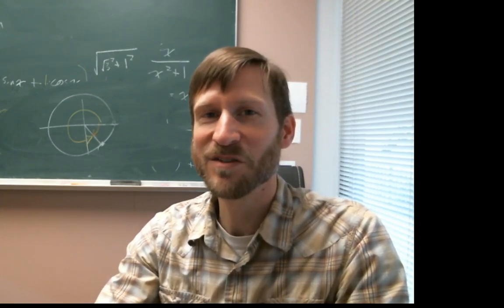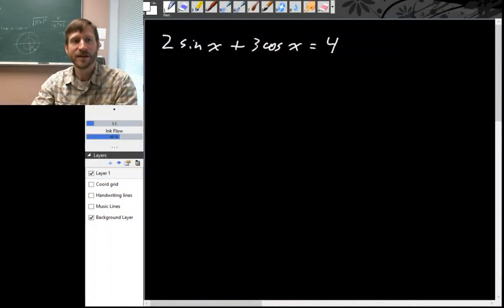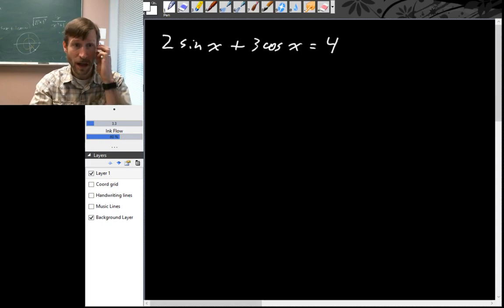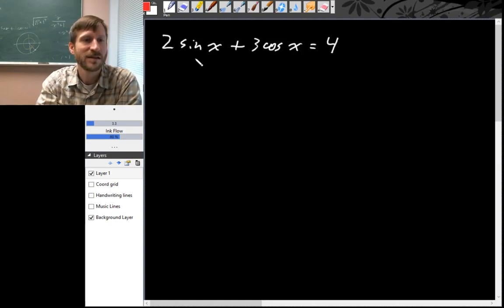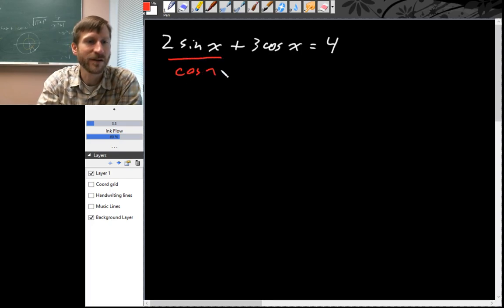Here's an example of using a special trick to solve a trigonometric equation. So our equation is 2 sine x plus 3 cosine x equals 4. And your first idea might be to divide everything in this equation by cosine x.